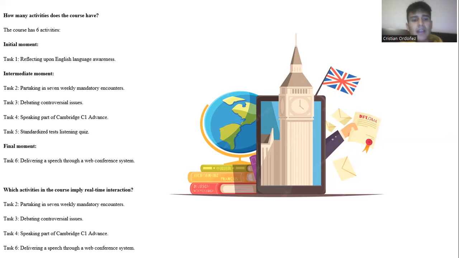Which activities in the course imply real-time interaction? Task 2, partaking in 7 weekly mandatory encounters. Task 3, debating controversial issues. Task 4, speaking part of Cambridge C1 Advanced. Task 6, delivering a speech through a web conference system.